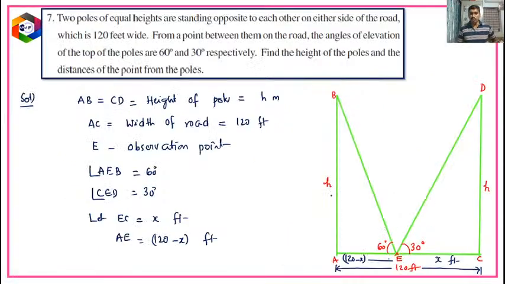There are two equal height poles on either side of the road, and the width of the road is given as 120 feet, and this is h and this is h. Somewhere in the middle, one person observed the elevation of one tower as 30 and the other tower as 60.